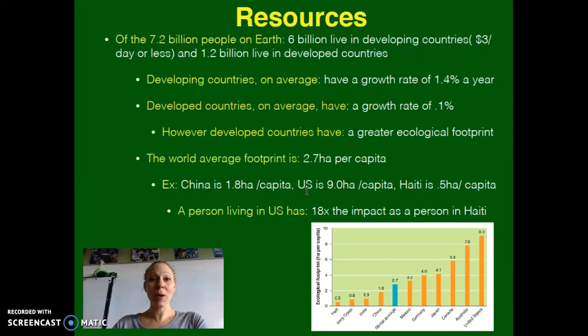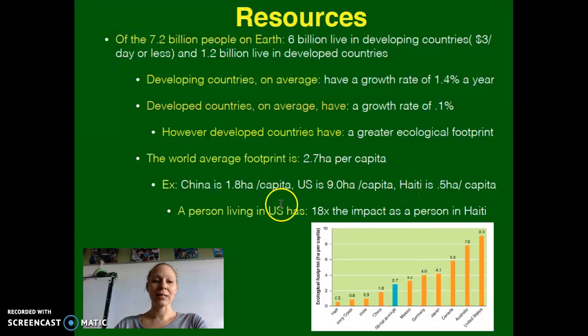And while that is great, unfortunately, developed countries tend to have a greater ecological footprint. We use more, we consume more, we create more waste, we produce more carbon dioxide emissions. And so the world average footprint is 2.7 hectares per capita. And so that is a little bit higher than China. China has 1.8 hectares per capita. U.S. is leading the group in 9.0 hectares per capita, whereas Haiti is 0.5 hectares per capita or per person.